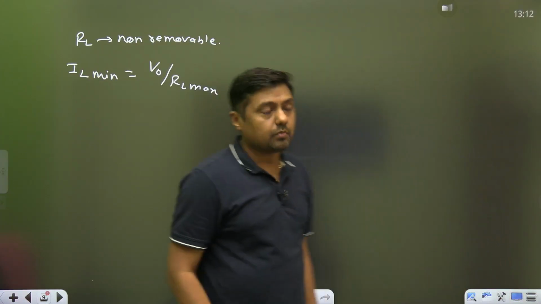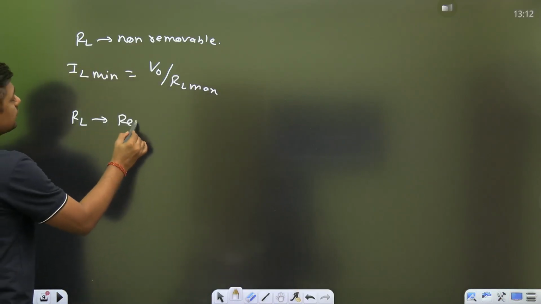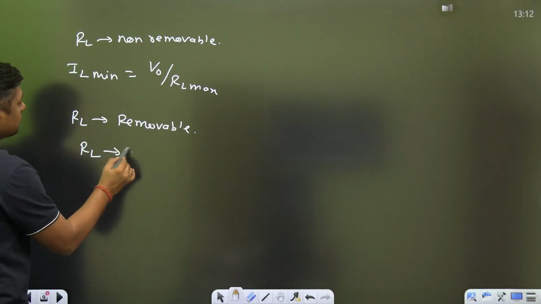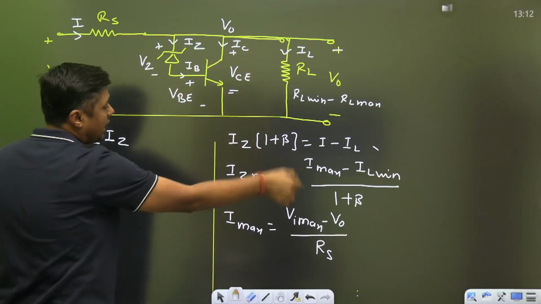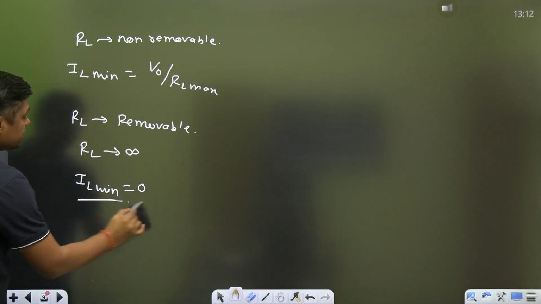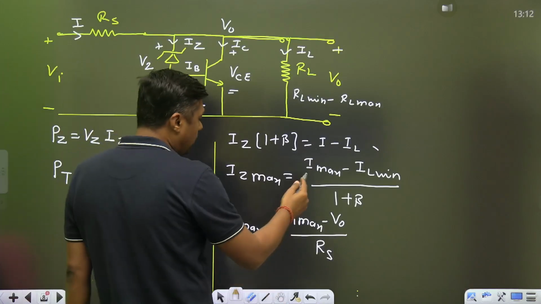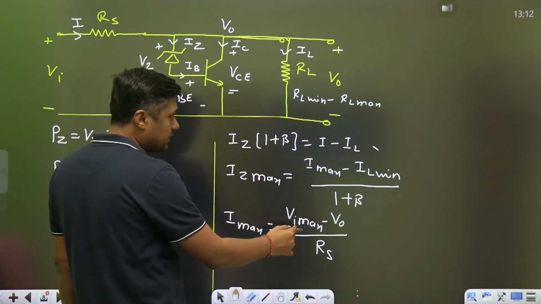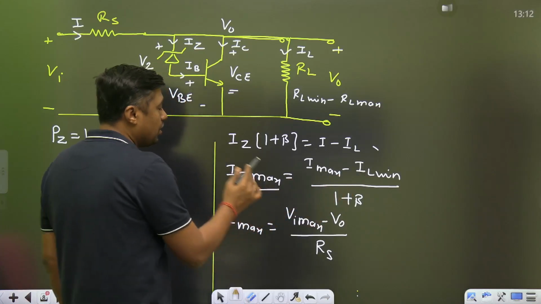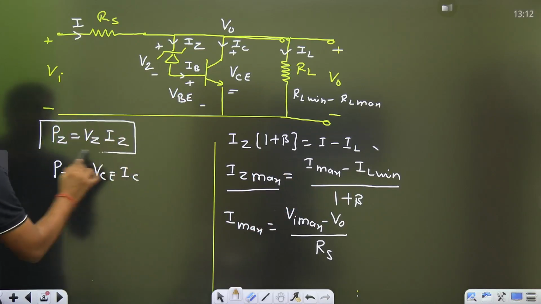Or if RL is removable, then you can make RL infinite, make it open circuit, and therefore IL minimum will become 0. This is called the worst condition. When IL minimum is 0, you put it in this formula to find I maximum, then divide by 1 plus beta, and you will get IZ maximum. From IZ maximum, you can find the maximum power dissipation.